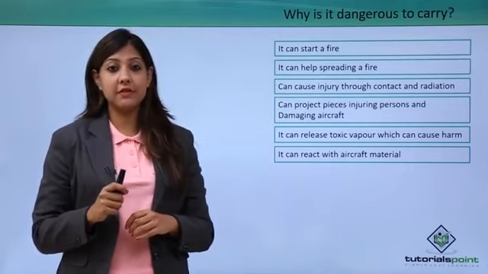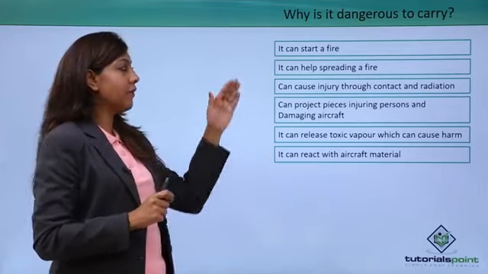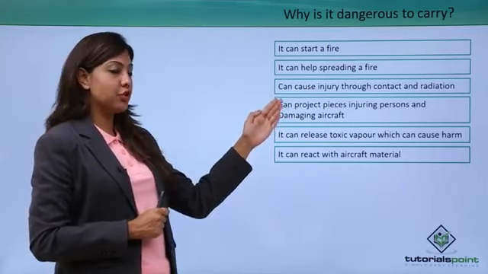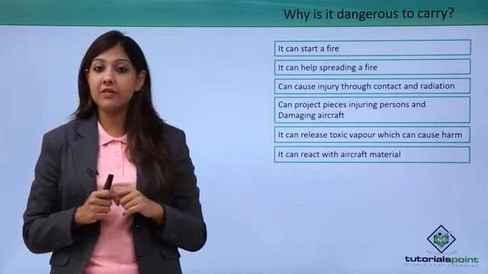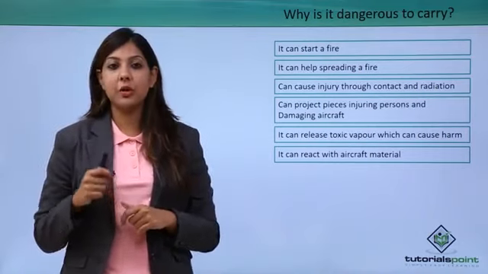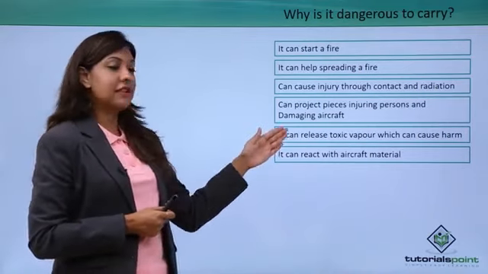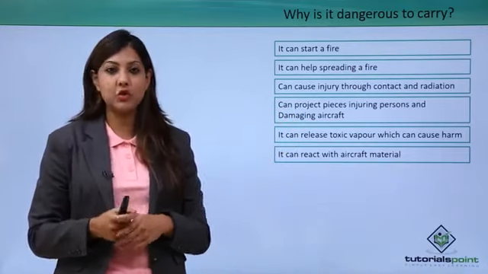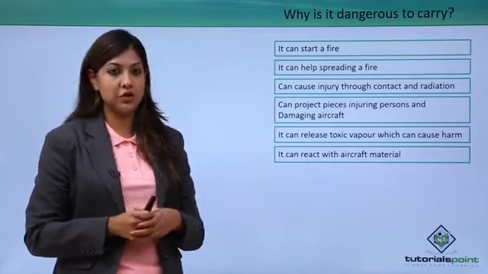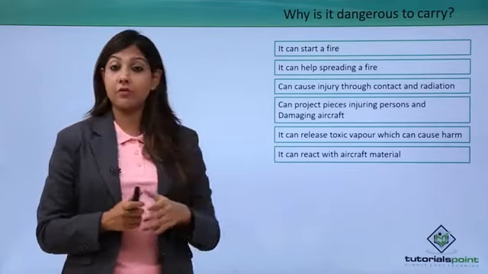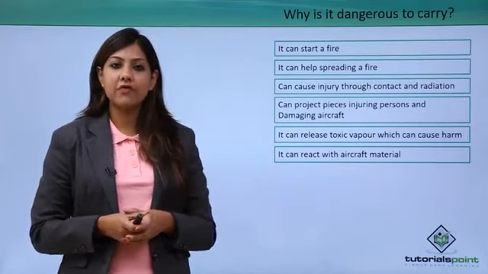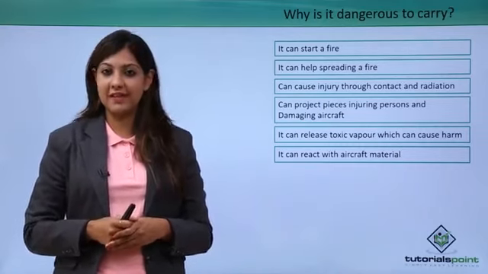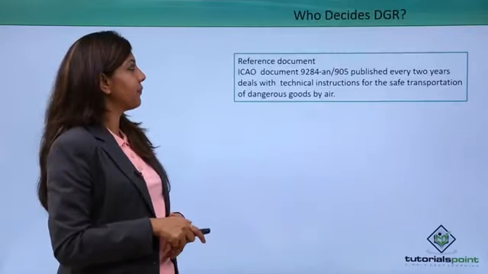There are certain materials which, if there is a small spark, can have immense radiation qualities. It can project pieces, injuring persons or even damaging the aircraft. There are certain dangerous goods which can damage the parts of the aircraft. It can release toxic vapor which can cause harm. If these toxic vapors are inhaled by passengers or crew, they can absolutely lose consciousness. It can react with aircraft material. Some parts of the aircraft are made of very sensitive material, and dangerous goods can really lead to a spark or fire on these particular materials of the aircraft.